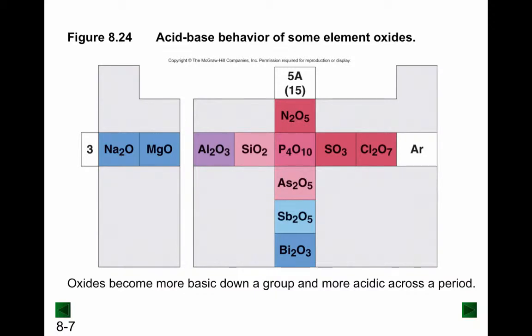Figure 8.24 shows the trend of acid-base behavior of both metal and nonmetal oxides used in period 3 and group 5A. As we move left to right across period 3, notice the acid-base behavior of these elements changes from basic to acidic oxides. The more metallic character, the more basic the oxide. Notice what happens as we move down group 5A. We go from acidic oxides to basic oxides as the metallic character increases.